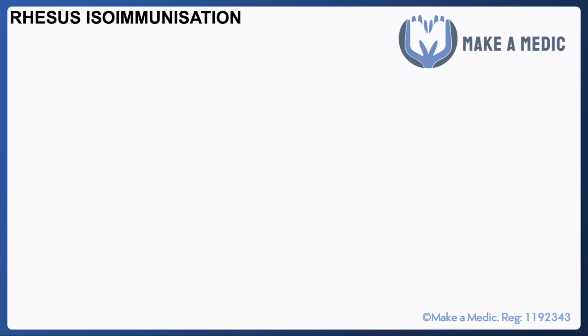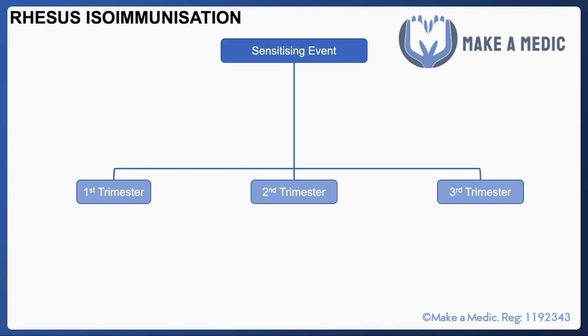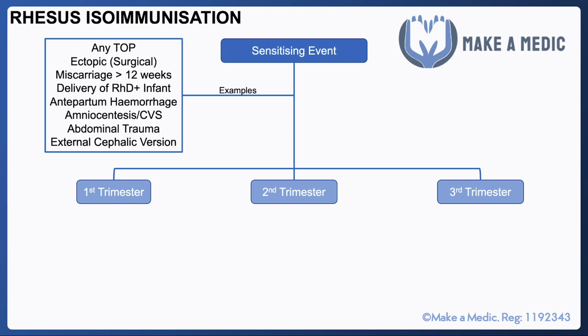So what can we actually do to prevent rhesus negative mothers from being exposed to this rhesus positive blood? A sensitizing event is a term used to describe anything that causes a breach in the barrier between the maternal and fetal circulations and hence leads to exposure of the mother to fetal red cells. Examples include any termination of pregnancy, ectopics, miscarriages over 12 weeks and various other things that can cause some disruption of that interface. The way that you manage it does depend on the trimester in which it happens.